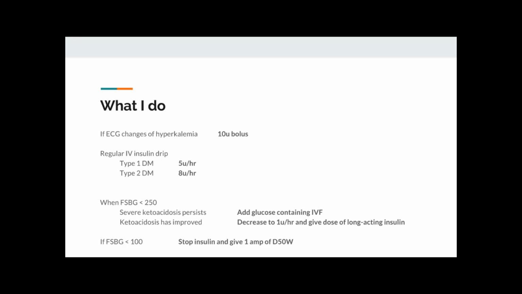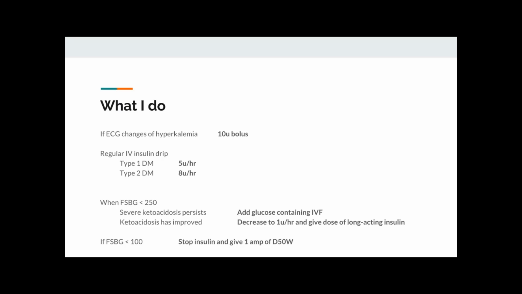You mean like type 2 diabetics who don't take insulin, or like new type 1 diabetics? In what sense? How do I feel about them? I mean, I would treat them the same, right? So I would start at 5, if I don't think they have severe insulin resistance, right? So if these patients are insulin naive, I would treat them like type 1 diabetics. Just start at 5 and then watch the glucose.